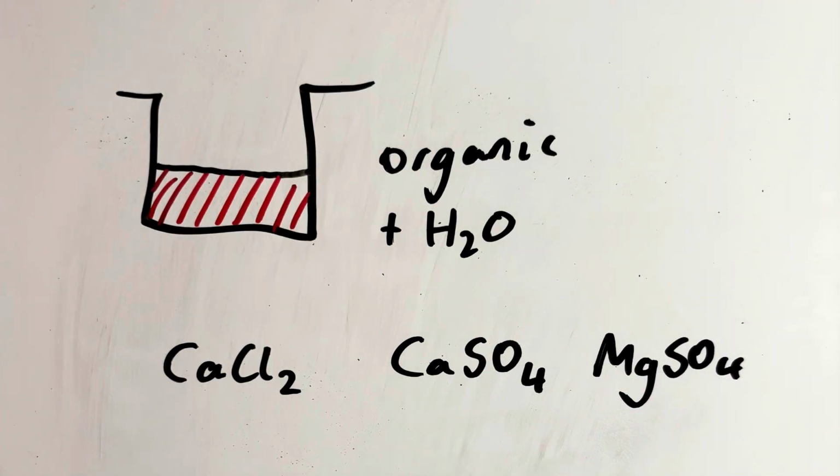Now, some of your organic layer might still have water in it, so you use something called a drying agent. There are 3 examples at the bottom there. You can use any of them, so I just recommend picking one and sticking with it, so you know it off by heart for your exam.